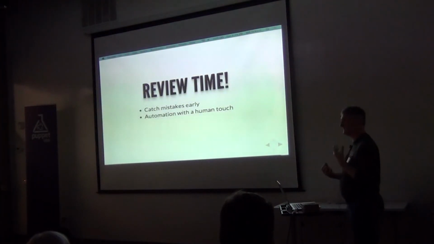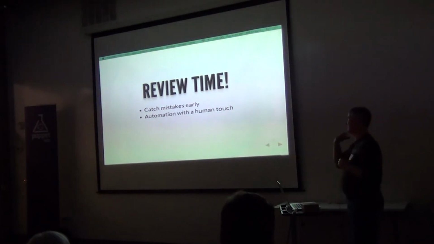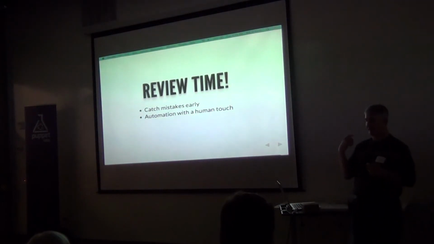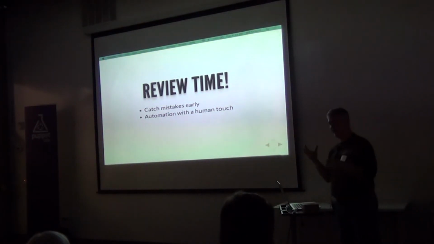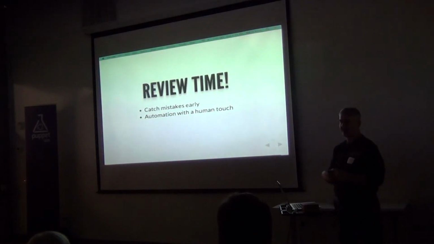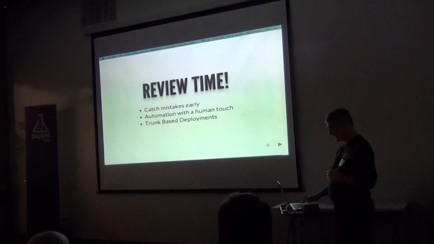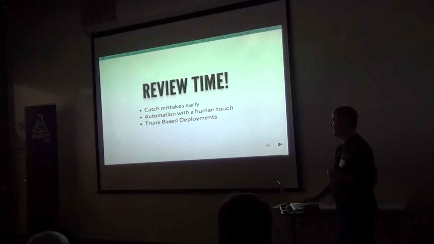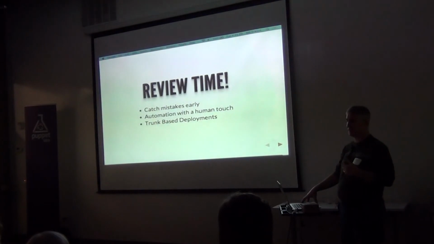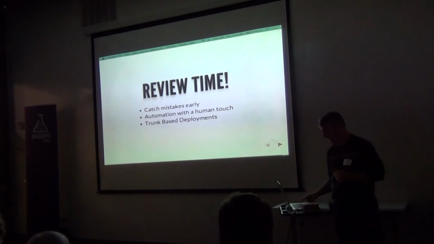Automate as much as possible, but still don't let the robots take over. Keep them in check. You want to make sure that there's a human making sure that things look right, that the errors you're getting point you in the right direction so you can fix them. And also making sure that the business logic is right. Just because something is valid in Puppet doesn't mean it's the right thing to do. And for us, trunk-based deployments was a big win. Again, you have to use your best judgment with your development practices on whether trunk-based deployments or something such as R10K is a better method for you.